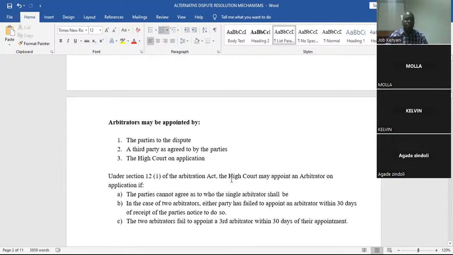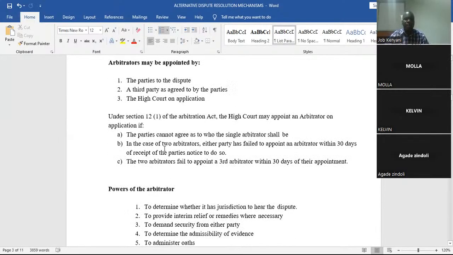Arbitrators may be appointed by the parties to the dispute. A third party may be agreed to by the parties, or the High Court, on application, can appoint one if the parties cannot agree as to who the single arbitrator shall be. In the case of two arbitrators, either party has failed to appoint an arbitrator within 30 days of receipt of the party's notice to do so, or the two arbitrators fail to appoint a third arbitrator within 30 days of their appointment.